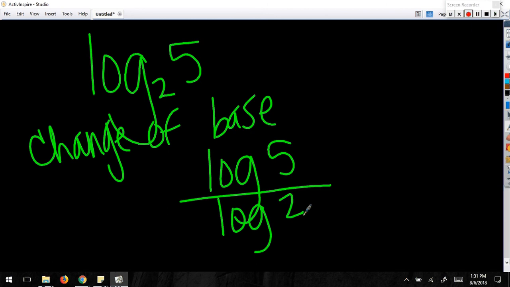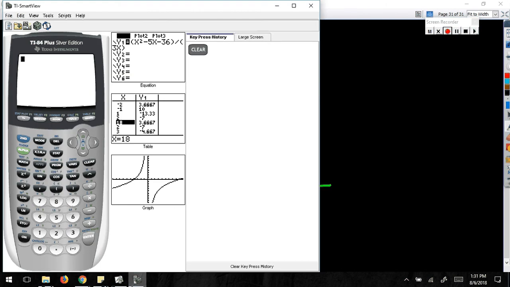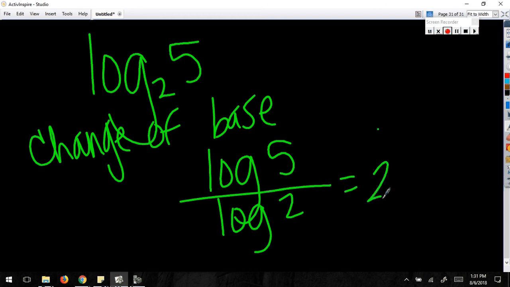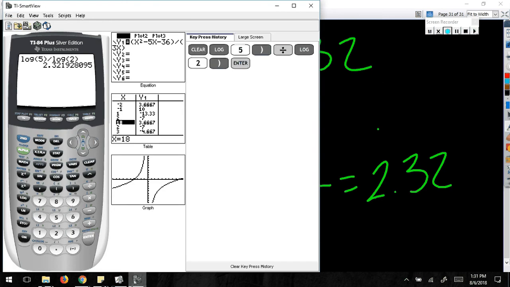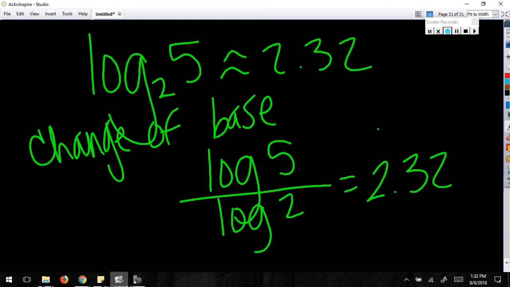So let me pull my calculator up here. If you do the log of 5 divided by the log of 2, you get approximately 2.32. So that gives me an approximation for this log. And again, if you notice on my calculator, these are base 10s. So that change of base lets you divide them and evaluate even when you have a base that's not 10.